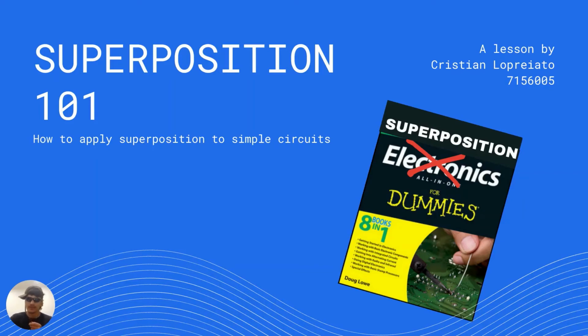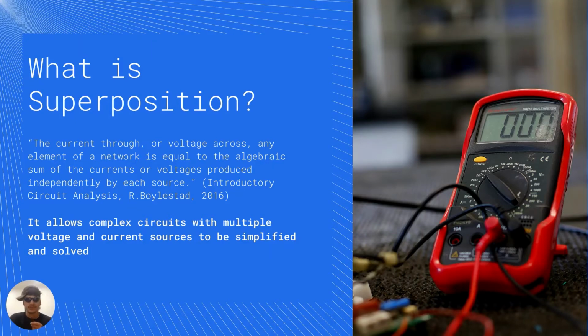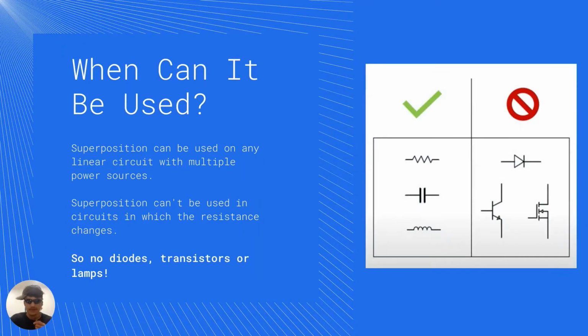Today, I'll be giving you a crash course on superposition. Superposition is a circuit analysis technique used to find the currents and voltages in a multi-source circuit. These sources can be either current or voltage sources. The greatest advantage of superposition is that it allows larger, more complex circuits to be solved with minimal time and effort. However, this method does not come without its limitations. It can only be applied to circuits in which the elements have a linear relationship between the voltage and current.